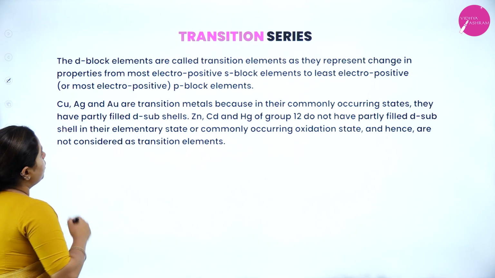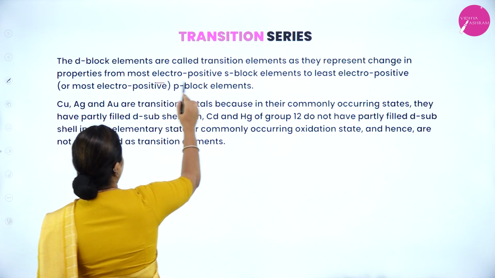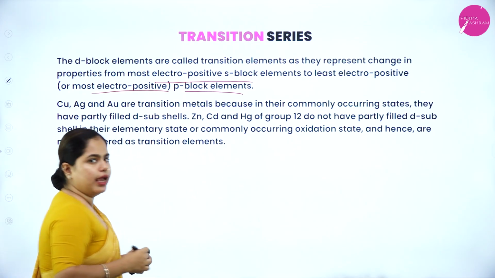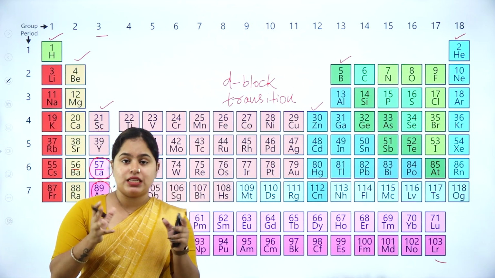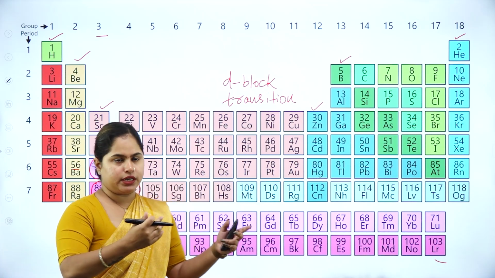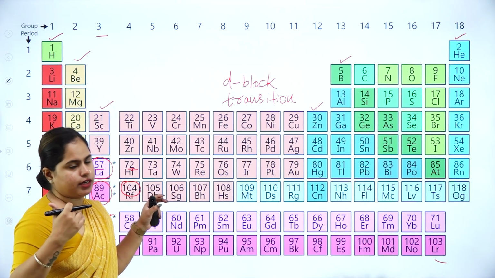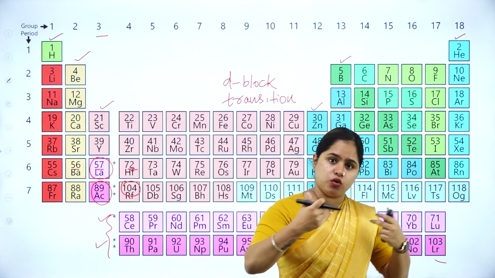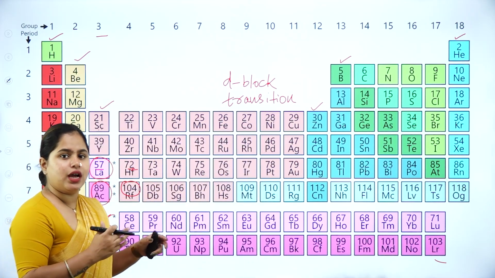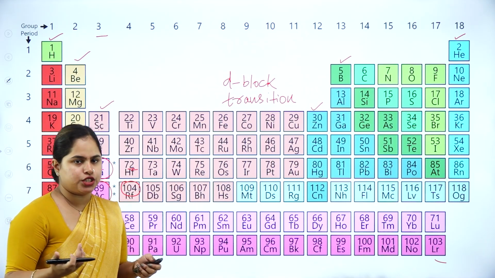Moving on, the D block elements are called transition elements as they represent a change in properties from the most electropositive S block elements to the least electropositive or most electronegative P block elements, right? The name comes from there being a transition between the properties. S block elements are generally highly electropositive. They are ready to remove their electrons, and P block elements are ready to gain electrons. They are highly electronegative. So, these D block elements come in between them. That is why their properties transition between S block and P block, and why they are called transition elements.